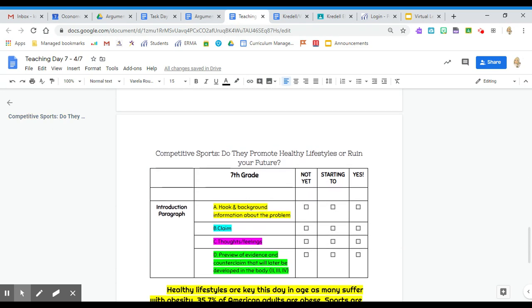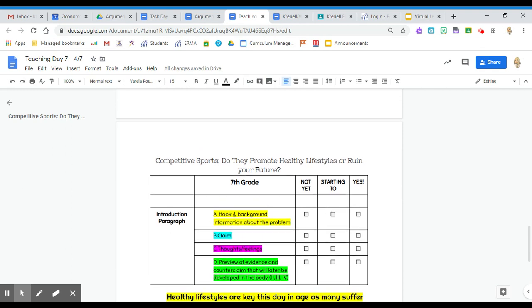So I have been working on competitive sports. That's what my topic has been about. The one I've given you examples with is competitive sports. And so that's what I'm going to continue to write about as we move through the rest of this unit. So competitive sports, do they promote a healthy lifestyle or do they ruin your future?